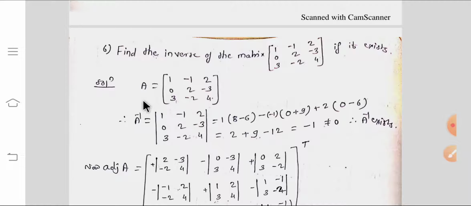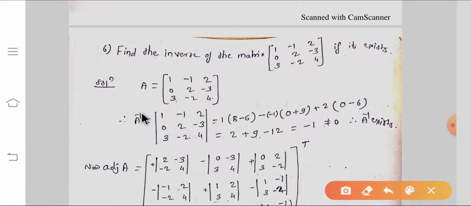So here, the given matrix is, let us consider A equal to 1, minus 1, 2, 0, 2, minus 3, 3, minus 2, 4. So therefore determinant of A is equal to the determinant of 1, minus 1, 2, 0, 2, minus 3, 3, minus 2, 4.